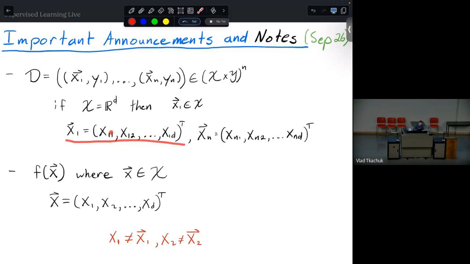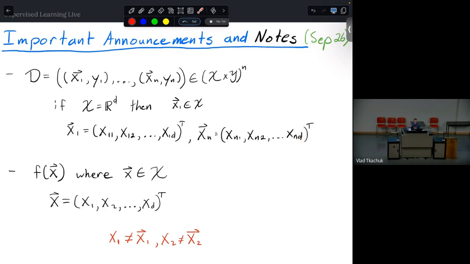And here we use a second subscript to denote that this is the first index, the first dimension. This is the second dimension, and there's d dimensions, right? So that's for the x1 vector. For the xn vector, we use the same thing. This is the first index of it. This is the dth index or dth dimension.